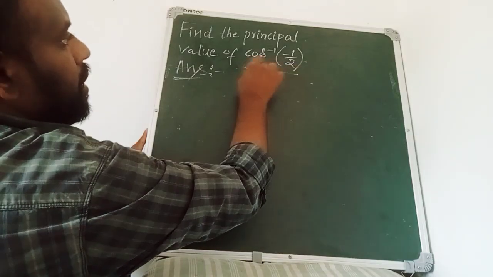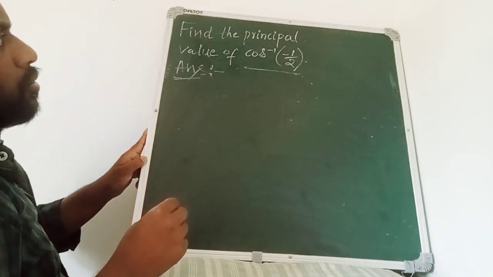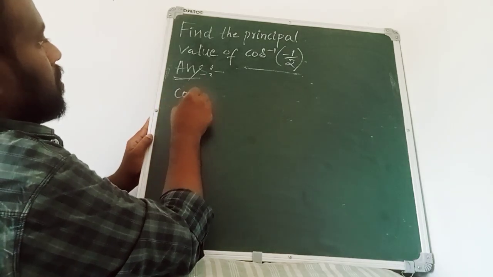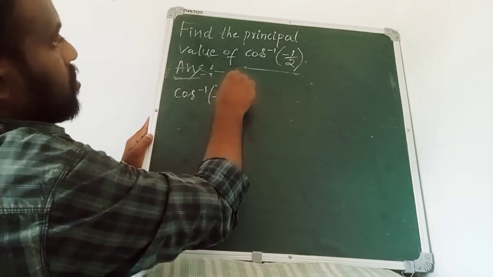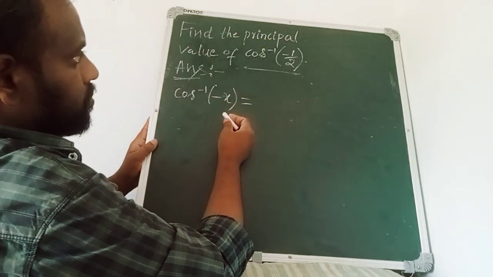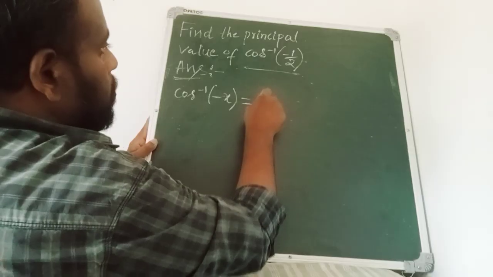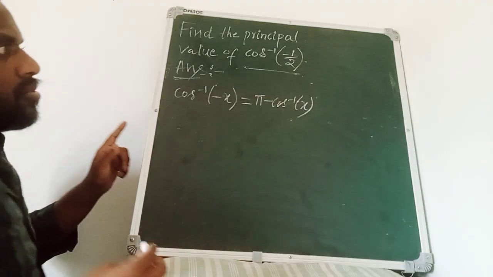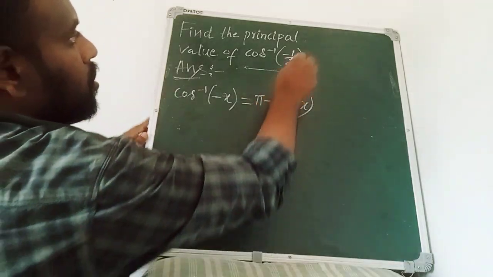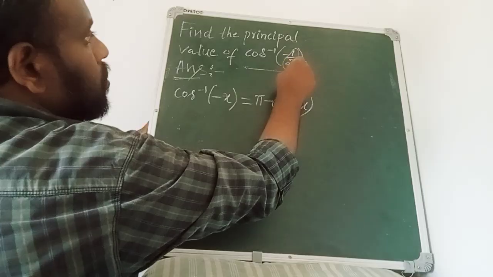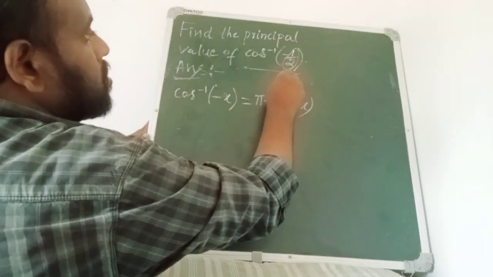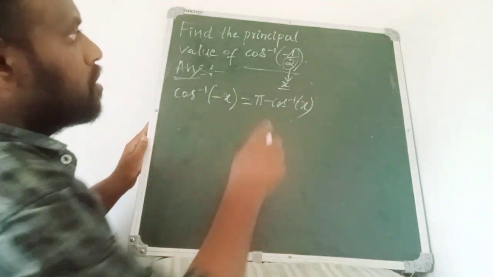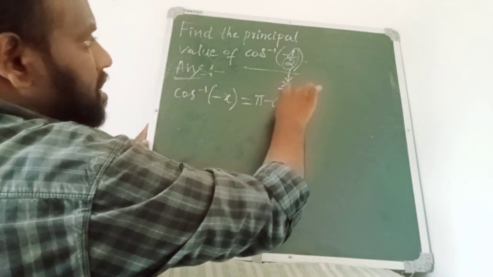First, before that, there is a formula. I will write it. Cos inverse of minus x is equal to pi minus cos inverse of x. Now see, the minus is there. Only 1 by 2 I will take as x. Minus is separate.